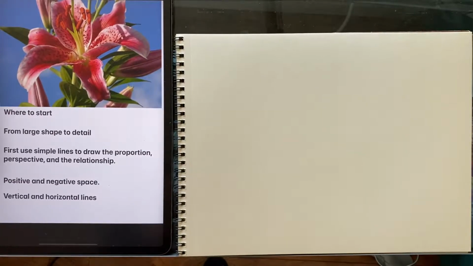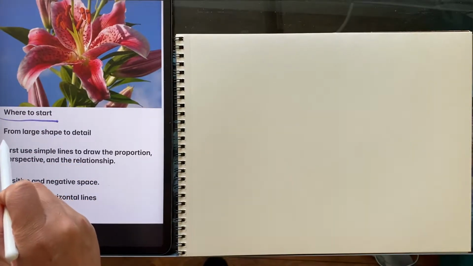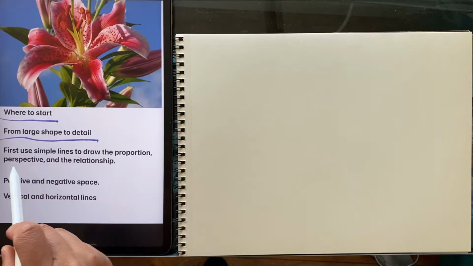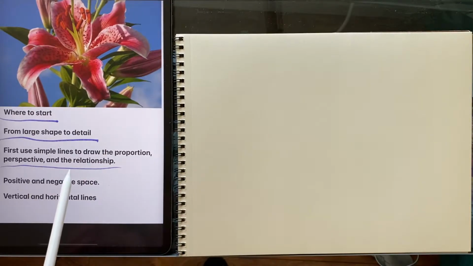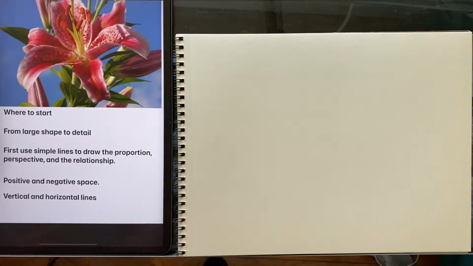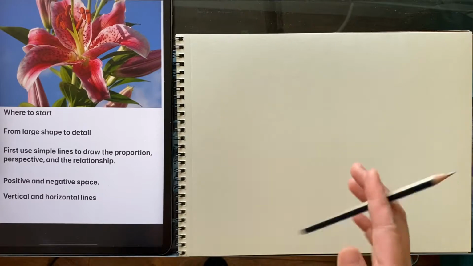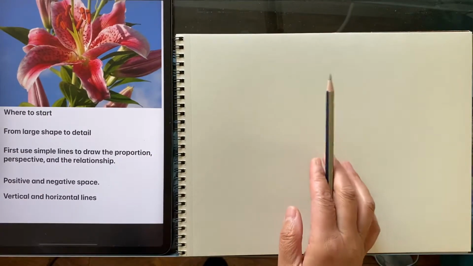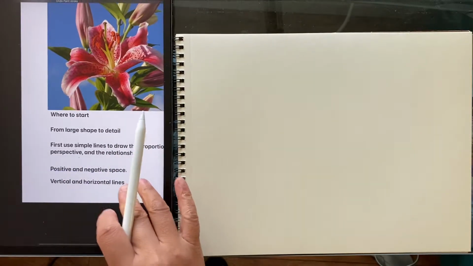Hello. In other videos, we learned where to start and to go from large shape to detail. First, you use simple lines to draw proportion, perspective, and relationship between everything, right? Between things, so you can put them in the right place. And how to hold the pencil is so important, the most important part, right? In this class we are going to learn positive and negative space.